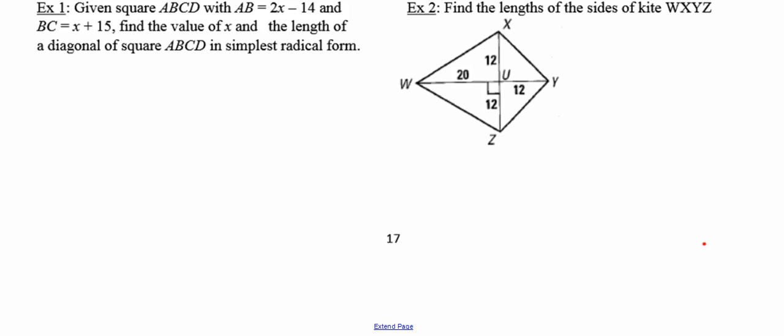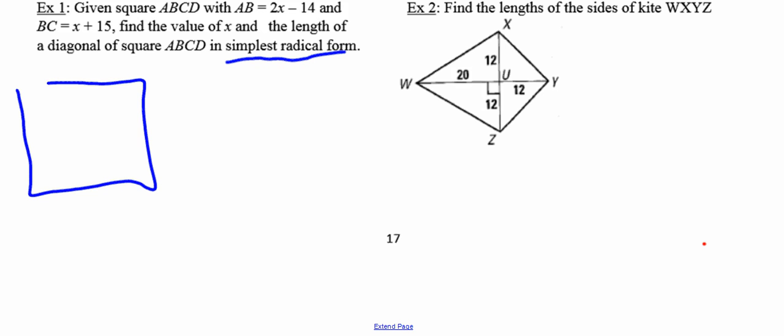Number 1 says we're given the square ABCD with the following side lengths. They're asking us to determine the value of x and then find the length of a diagonal of the square in simplest radical form. Everybody's favorite words. All right, like always, first thing I'm going to do is go draw a nice picture that I can use in order to set this problem up. So there's my square ABCD. I'm going to go ahead and label AB 2x minus 14. And label BC x plus 15.